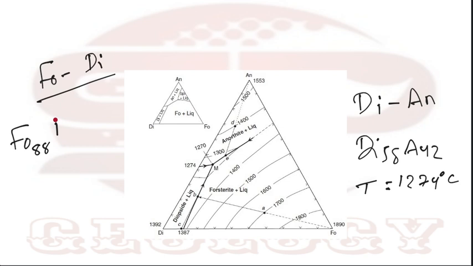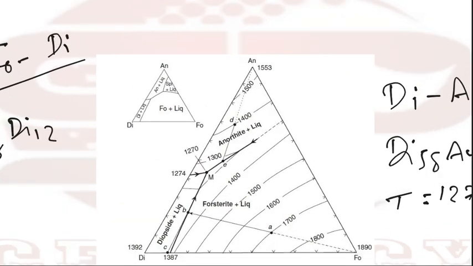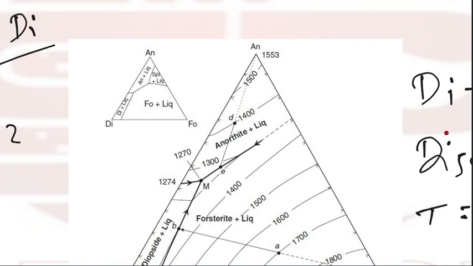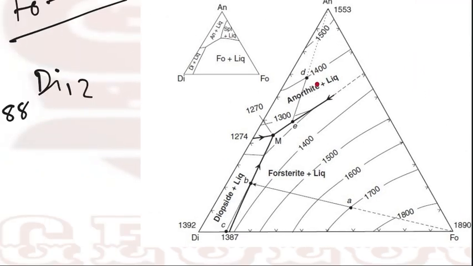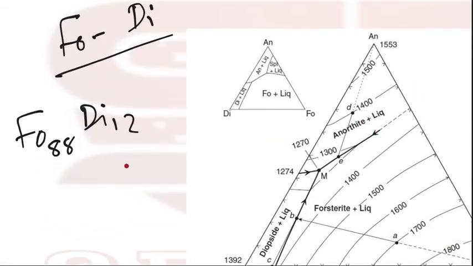Phosphorite 88, dioxide 12. Okay, at 1387 degrees Celsius. So this is the eutectic composition of the phosphorite dioxide system. Phosphorite 88, dioxide 12, 1387 degrees Celsius.